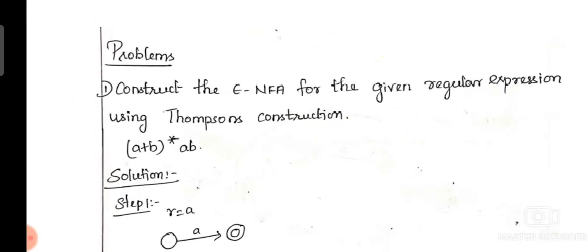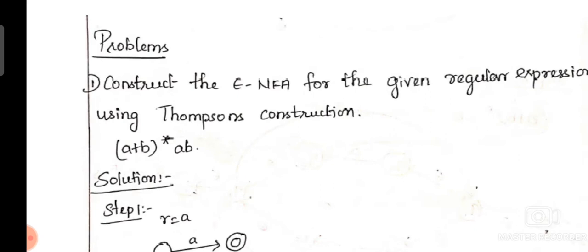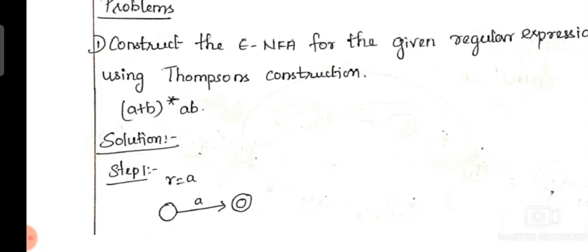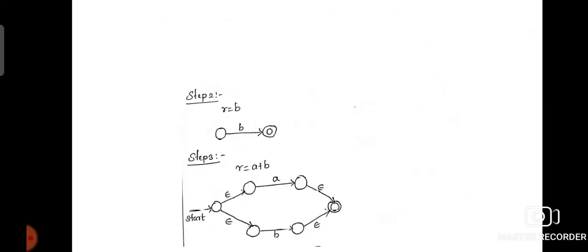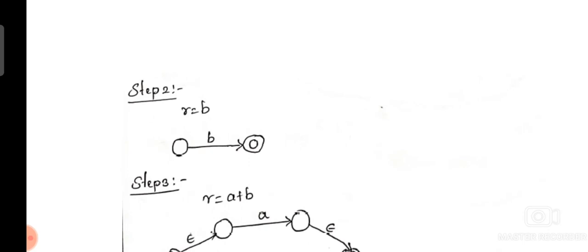Now we are going to see the problem. Construct the epsilon NFA for the given regular expression using Thompson's construction. So we will be given the regular expression (A plus B) star dot A dot B. Now we will do the problem in a step-by-step manner. Initially we are going to draw the basic structure for R equal to A. So this is the structure. Now if R equal to B, this will be the structure.